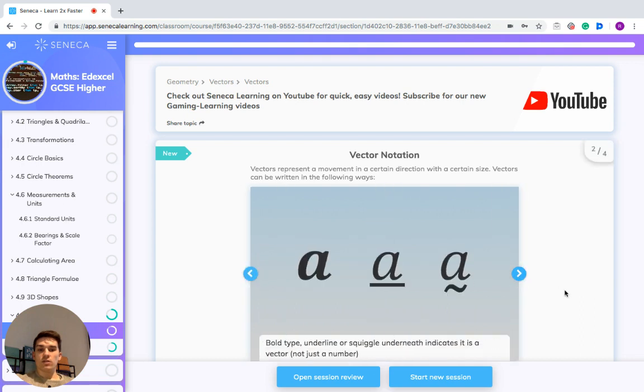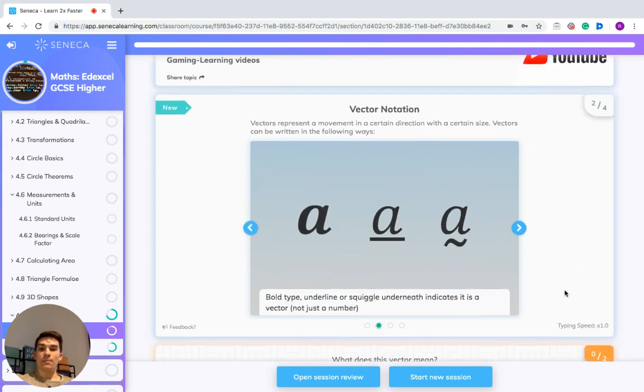Another way of doing it is either with a lowercase a, so a small a that's bolded, or a small a with a line underneath it, or a small a with a little squiggle underneath it. You might just see that, and that basically tells us it's the vector a rather than some number a.